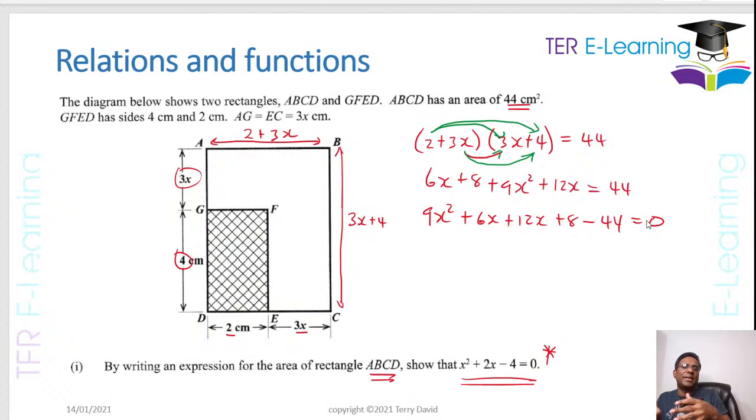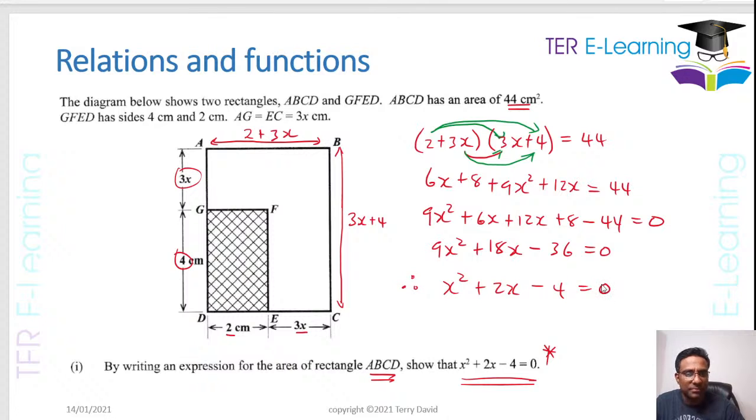So all I'm doing is carrying everything to the left hand side. So I'm going to get 9x squared plus 6x plus 12x is going to give me 18x, and 8 minus 44 is going to give me minus 36. So this is minus 36 is equal to 0. So therefore, all we need to do is divide everything by 9. If I divide everything by 9, I'm going to get x squared plus 2x minus 4 is equal to 0. And look, that's what they asked us to prove, right? So this is how we prove something like this in the exam.